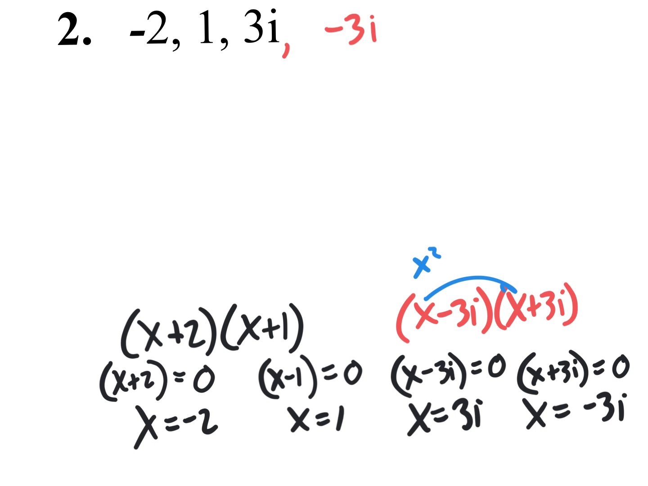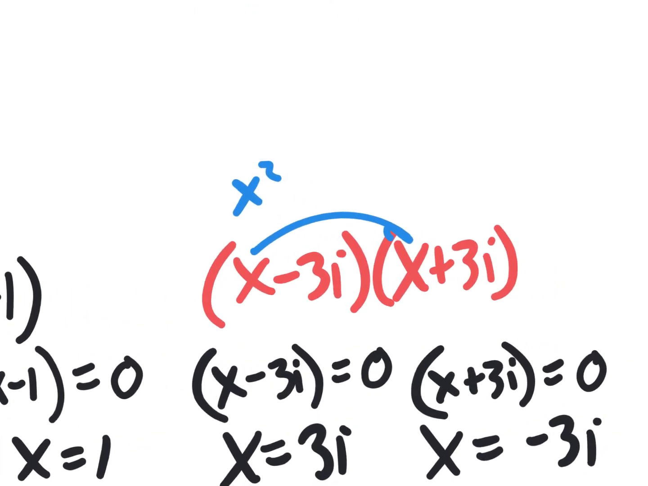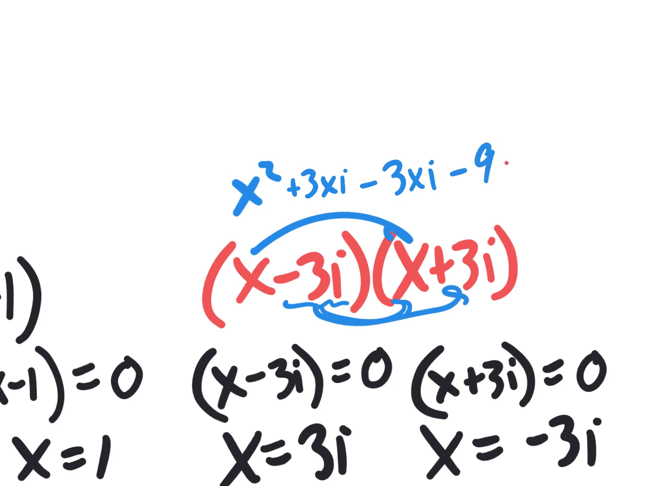X times x, x squared. Actually, I'll zoom in a bit here. X times x is x squared. X times 3i is positive 3xi, or ix. Negative 3i times x is negative 3ix, or 3xi. Negative 3i times positive 3i is a negative 9i squared.